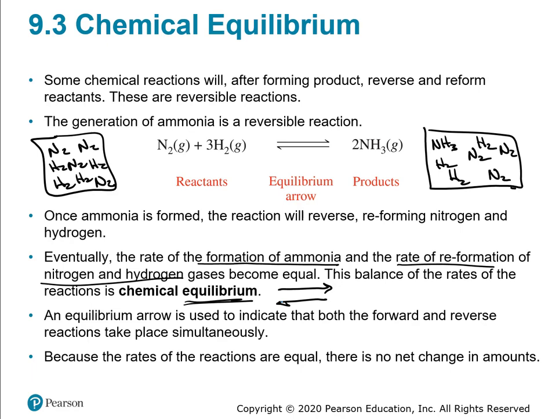Once we reach equilibrium, there's going to be no net change. So the amount of nitrogen, the amount of hydrogen, and the amount of NH3 in my container at equilibrium is not going to change.